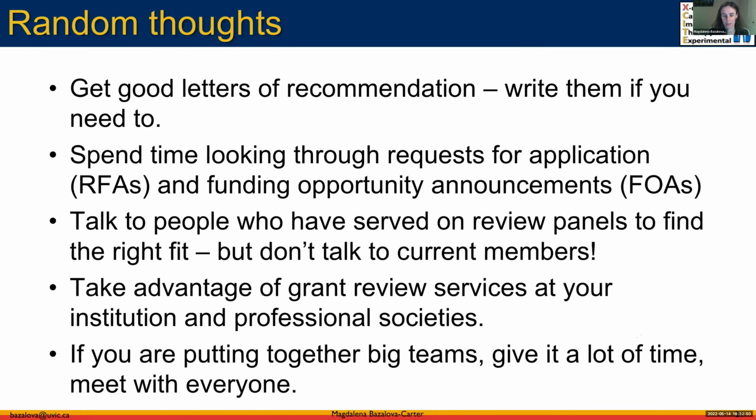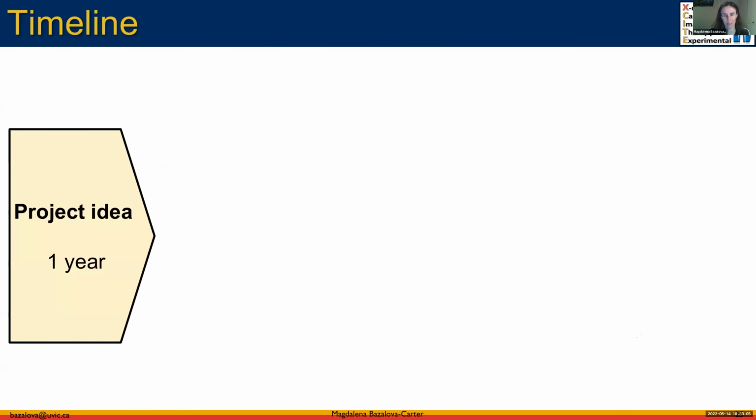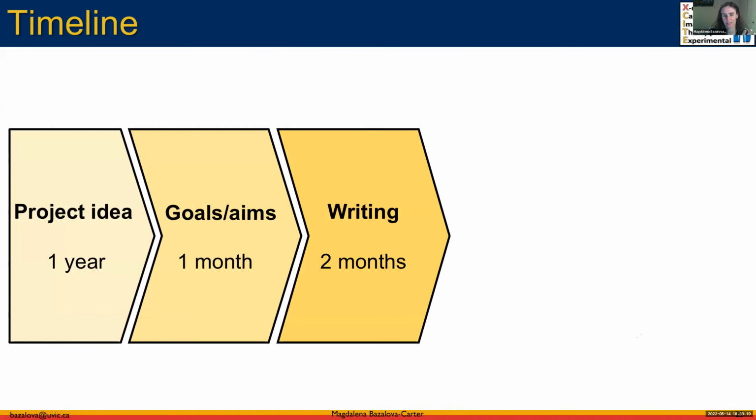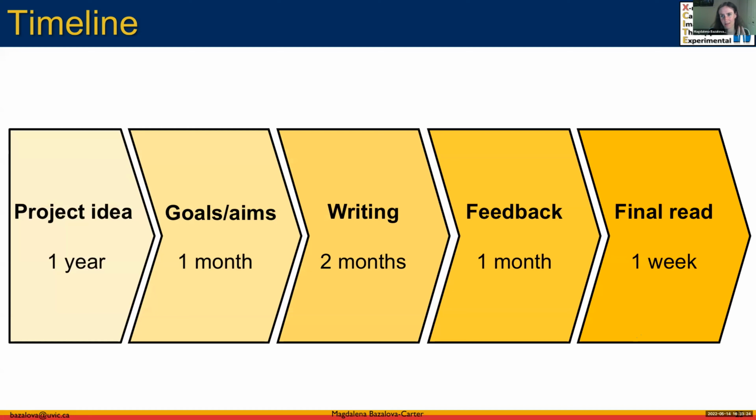And if you're putting together a big team for a large grant application, make sure that you give the entire process a lot of time. You want to meet with everybody at the same time, which by itself could be 1 month lost because nobody's available for a long time. So about timeline. It depends on what grant you're working on, but I think you should have your project idea in your head for about 1 year or even longer if you need to create preliminary data. You give 1 month to write your goals, your aims page, then you write the proposal itself for 2 months or so, you get feedback for 1 month, and then final read for 1 week.